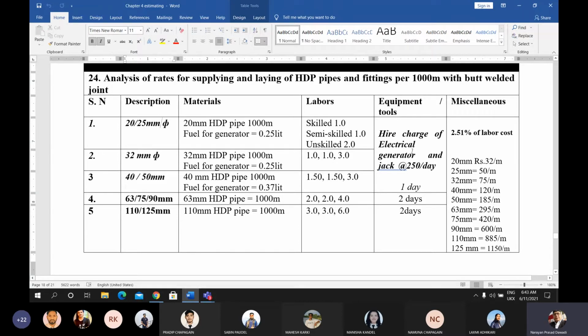Add all these costs and provide 15% contractor overhead. Again add and provide 13% contractor tax or VAT. You can do the rate analysis by yourself.